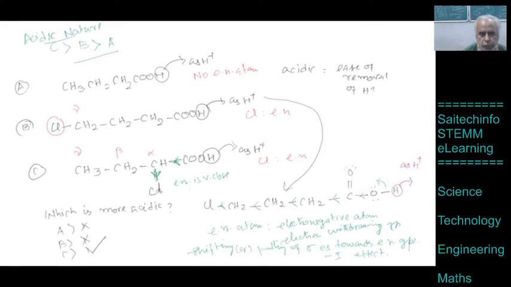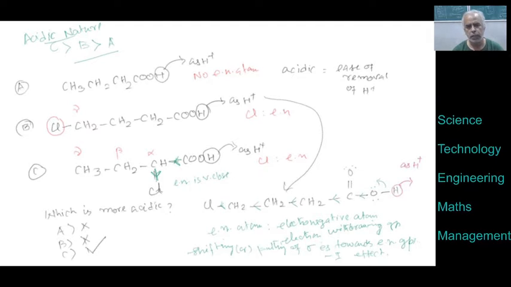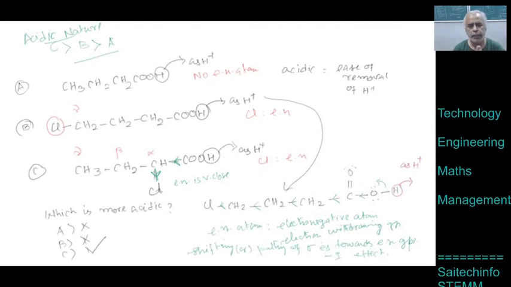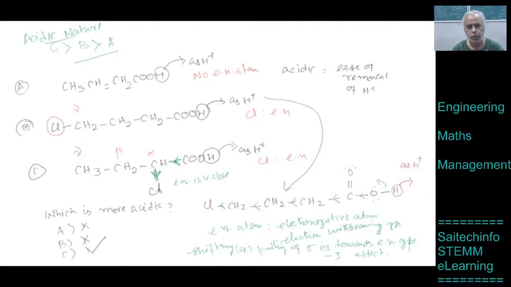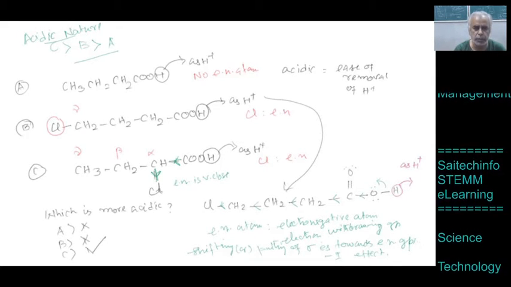Now I hope you should be able to understand the shift of sigma electrons. That is very, very important. So that takes a very important role. What are the important two key points here?